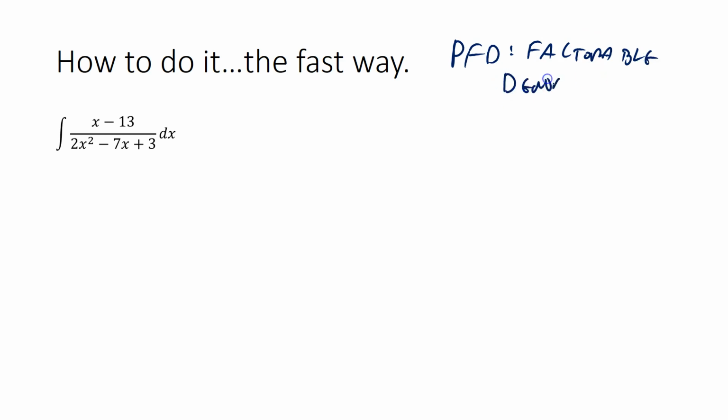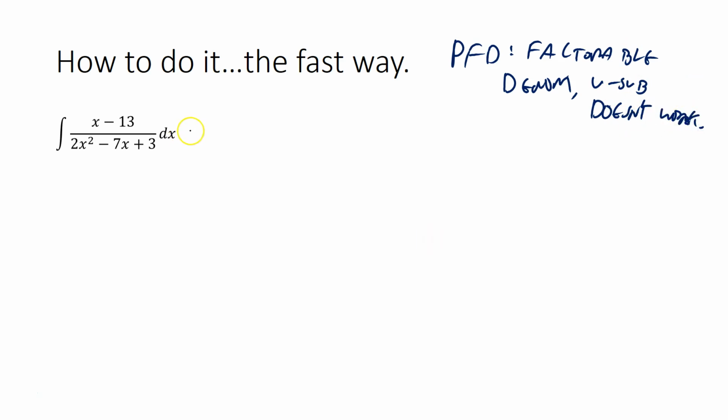Factorable denominator, and u sub doesn't work. As we saw, when I tried to do u sub, I got 4x minus 7. That's not what I have on the top. If I had 4x minus 7 on the top, I would just do u sub on this problem, right? I would not have to do PFD at all. But we don't, okay? So u sub doesn't work.